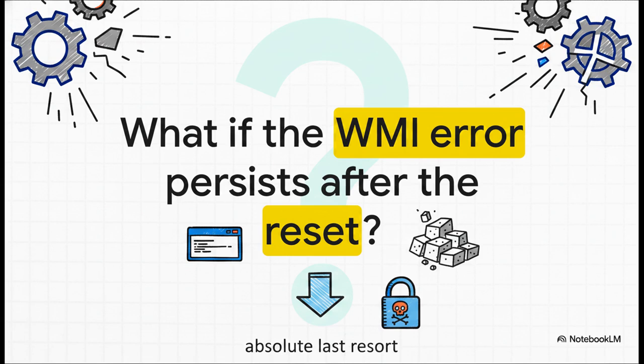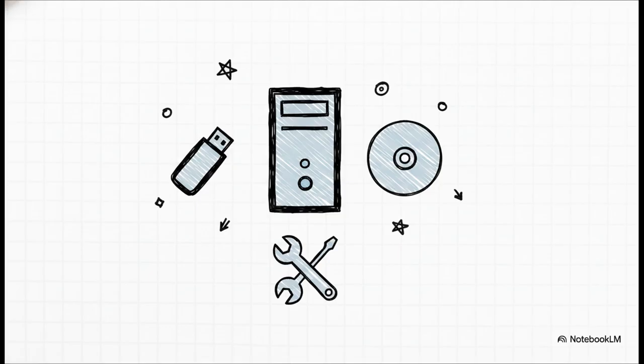If the underlying Windows files that actually govern WMI are missing or heavily damaged, a reset won't have the raw materials to rebuild anything. If that happens, we have to look at the absolute last resort. This is the nuclear option, for sure, but it is highly effective.